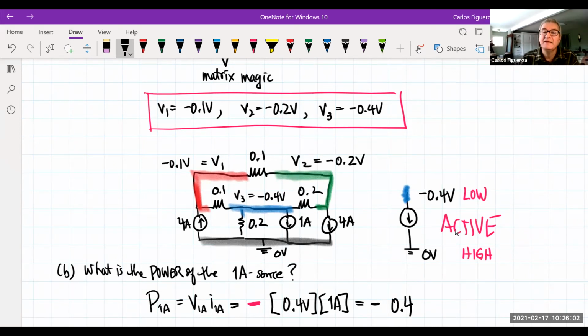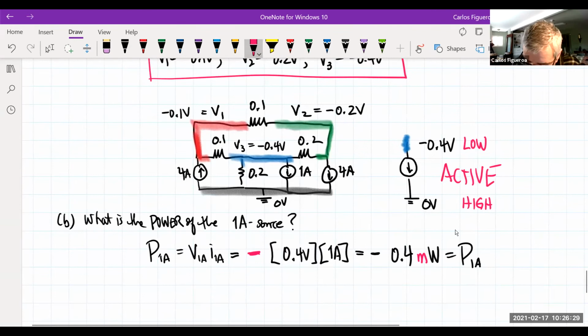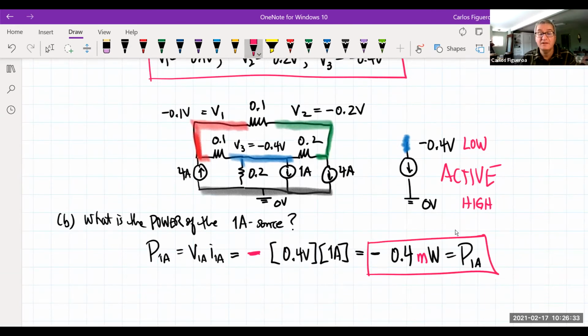But wait a minute. These are kilo ohm resistors. These are milliamp sources. So look what I have to do. I have to come in by hand and go, what? This is a 0.04 milliwatt power source. So the power of the 1 amp source then is this guy right here. I now have calculated this guy.